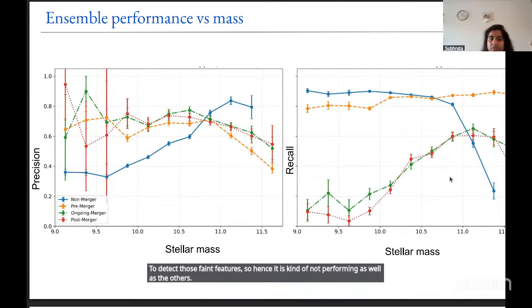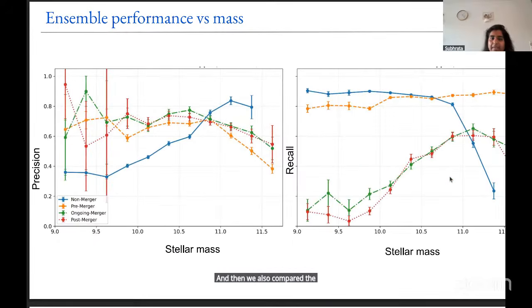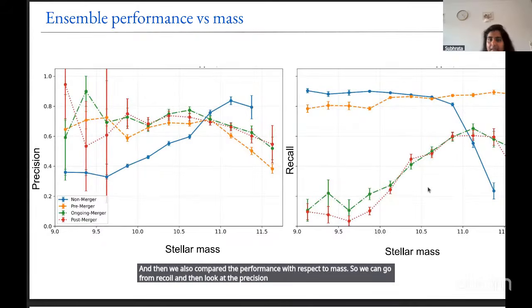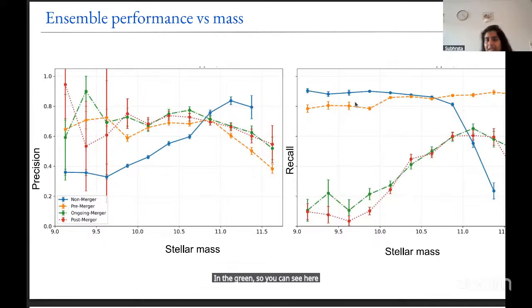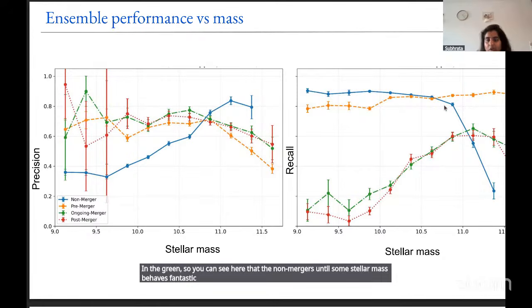And then we also compared the performance with respect to mass. So we can go from recall and then look at the precision. You see here, the blue is the non-merger, the orange is the pre-merger, and then we have the post-merger in the red and ongoing in the green. You can see here that the non-mergers, until some stellar mass, behave fantastic, and then there's a sudden drop. And exactly at those points, we see an increase in the post-merger and ongoing merger.